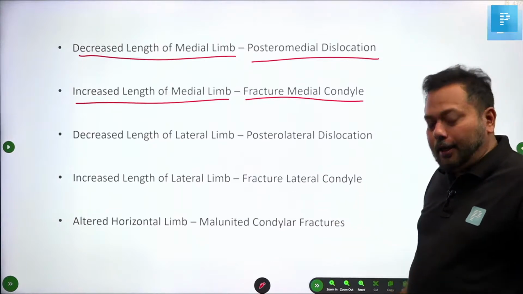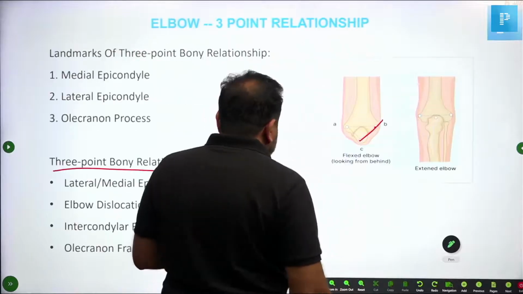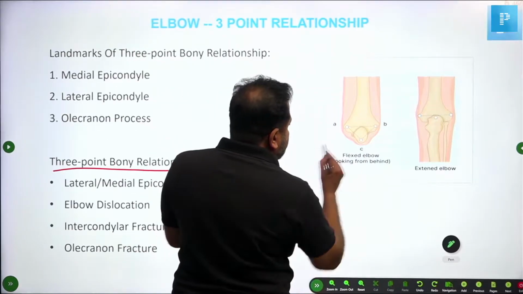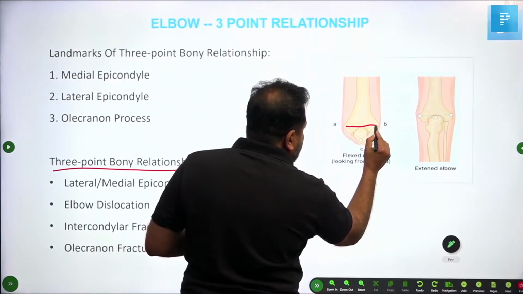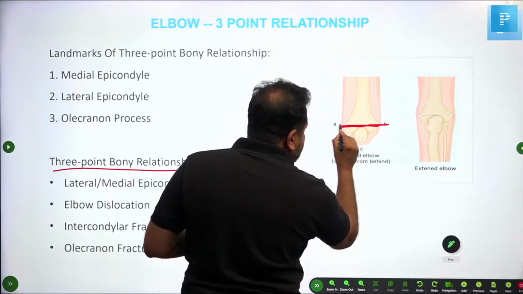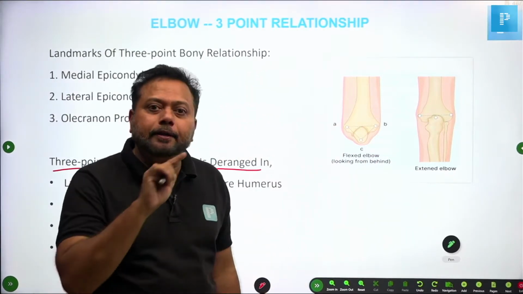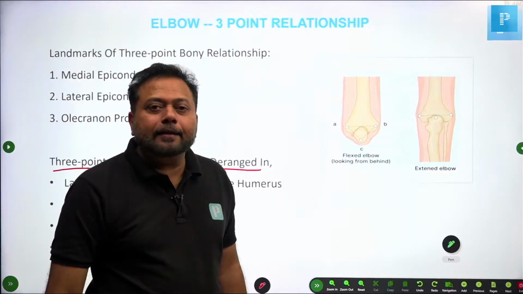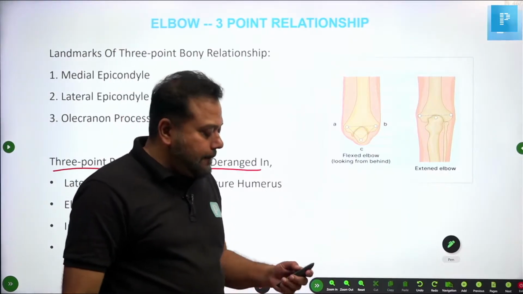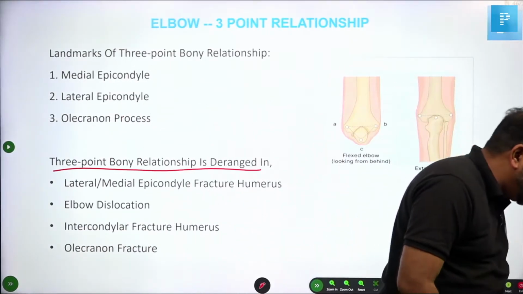Altered horizontal limb. For example, this is the base. This is the baseline. Whenever there is an increase in this, it is intercondylar fracture. Whenever there is alteration in the base of the triangle, it is intercondylar fracture. Very simple and highly expected. Okay.